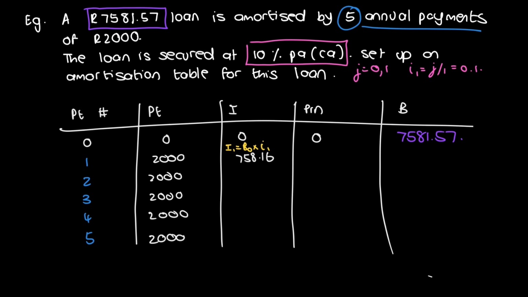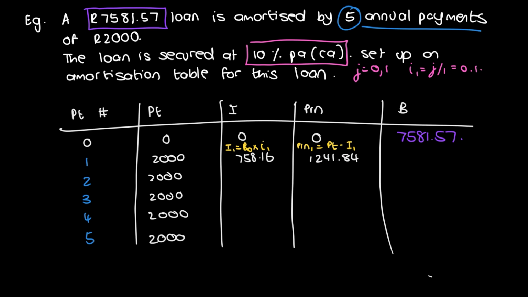Okay, then we're going to have our principal reduction, and our principal reduction is the payment amount. So we're going to have PRN1 is equal to the payment amount minus I1. So that's going to be the 2,000 minus the 758.16 to give us 1241.84.